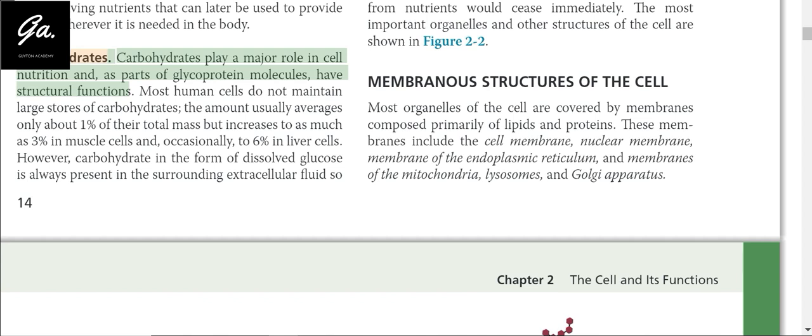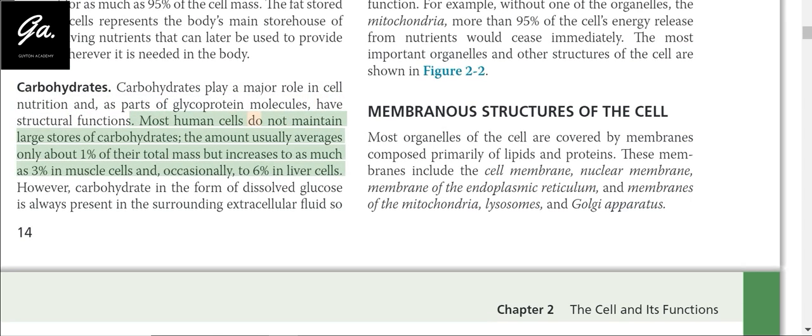Carbohydrates. Carbohydrates play a major role in cell nutrition and, as parts of glycoprotein molecules, have structural functions. Most human cells do not maintain large stores of carbohydrates. The amount usually reaches only about 1% of their total mass, but increases to as much as 3% in muscle cells and, occasionally, to 6% in liver cells.